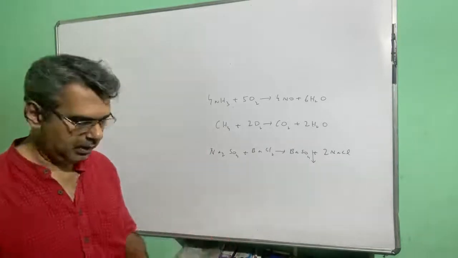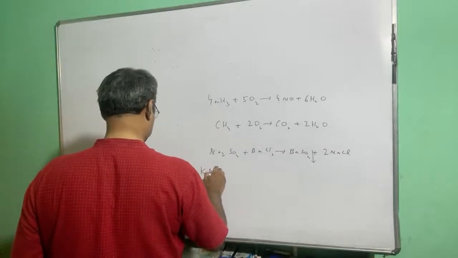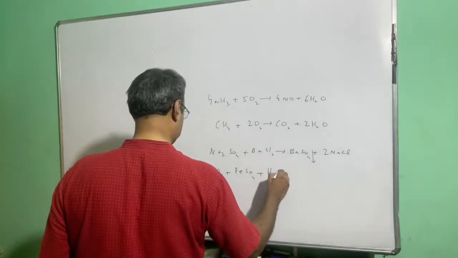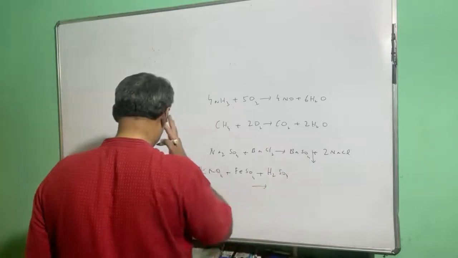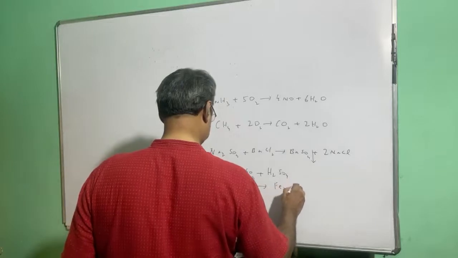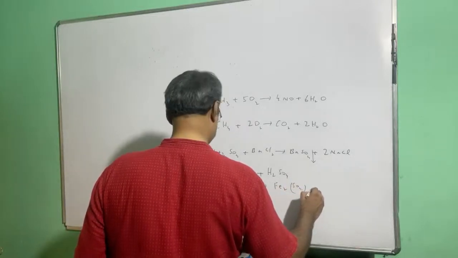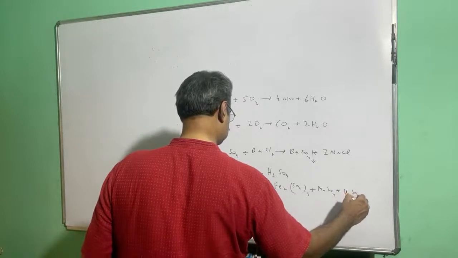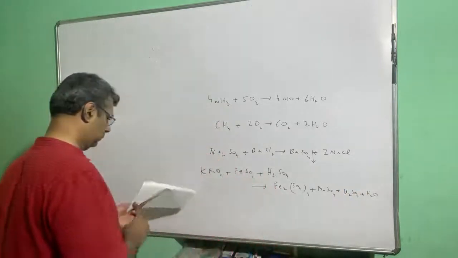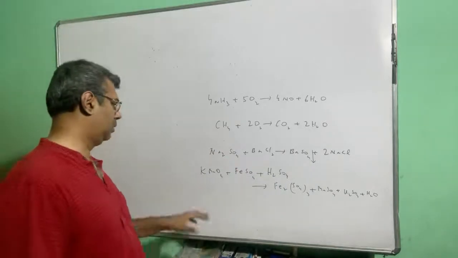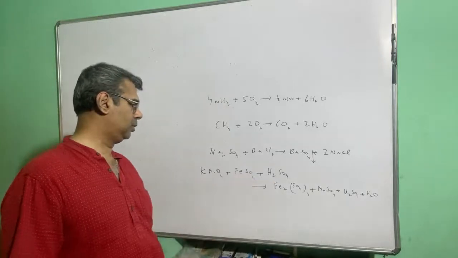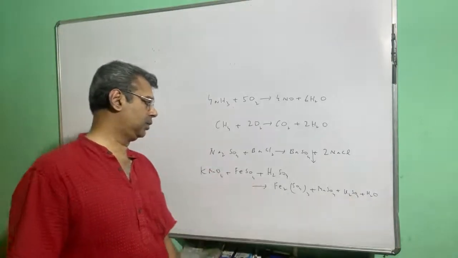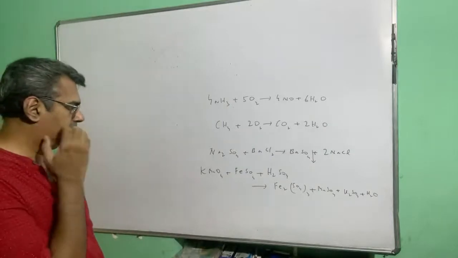but it's a very interesting example. Have a look at this reaction. KMnO4 plus FeSO4 plus H2SO4 is giving Fe2(SO4)3 plus MnSO4 plus K2SO4 plus H2O. So this is an example of a redox reaction.